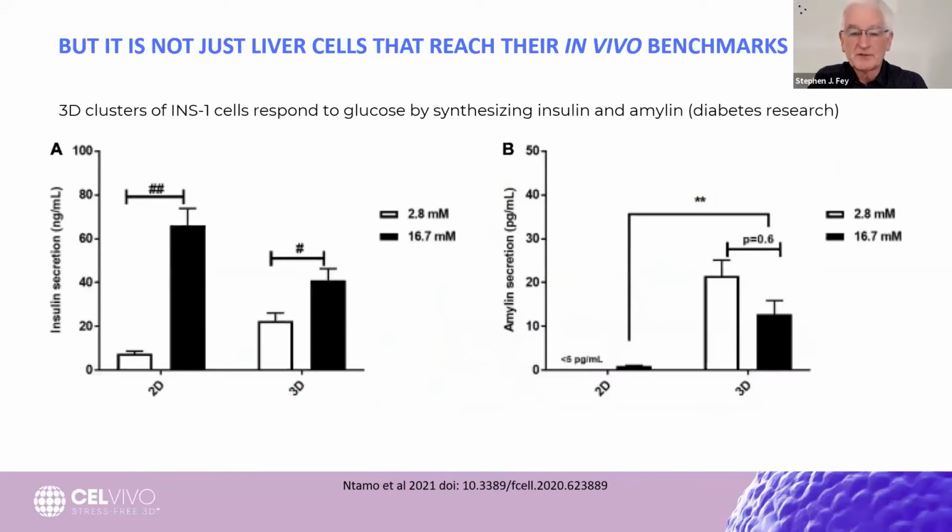Now I want to present some work by others, just to show that it's not just us, but many other people are beginning to get very, very exciting results using 3D spheroids or organoids. Here's some results using 3D clusters of INS1 cells. These are from the islets of Langerhans. And they've shown in their publication that cells will respond to glucose concentrations by synthesizing insulin and amylin. So this is in diabetes research. It's some nice work there.